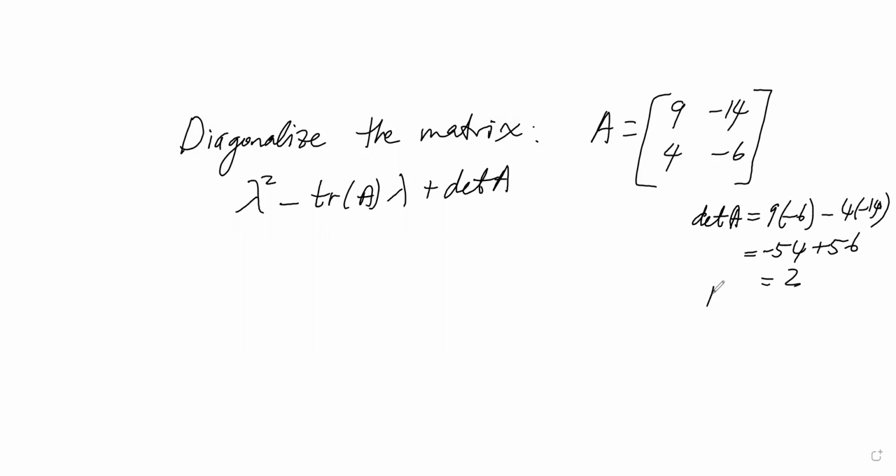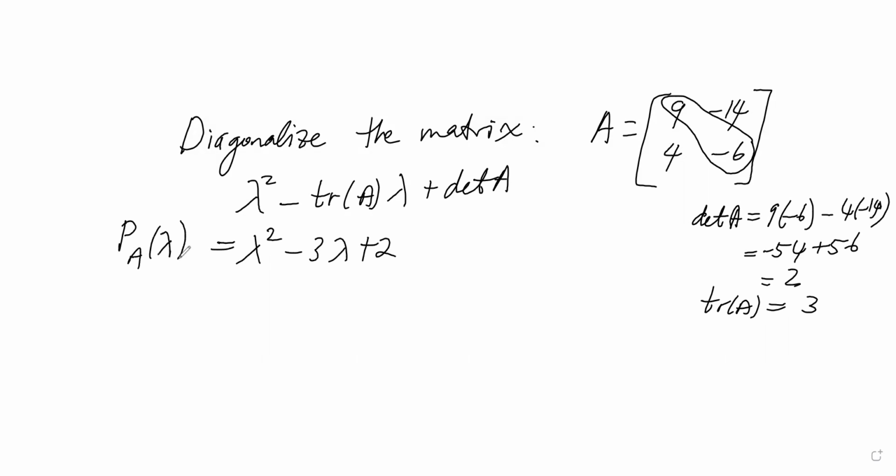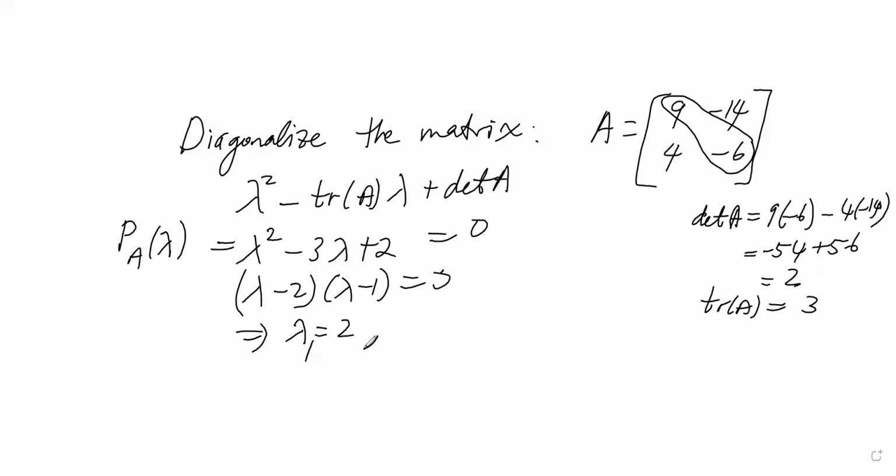And the trace of this matrix is the sum of the diagonal entries. So it's the sum of these numbers, which is going to be positive 3. So then the polynomial is lambda squared minus 3 lambda plus 2. And we call this the characteristic polynomial of A. Then you set this to 0 to find the eigenvalues. So this will be lambda minus 2, lambda minus 1 equals 0. So lambda 1 equals 2, and lambda 2 equals 1.